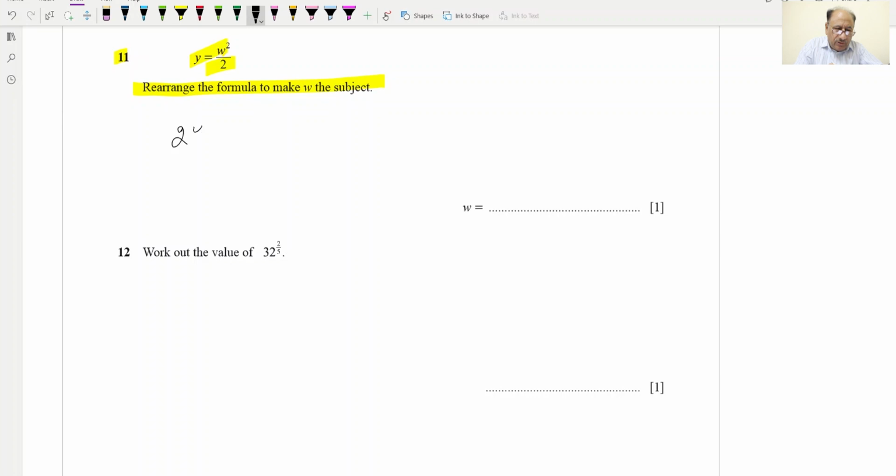So cross multiply: 2y is equal to W squared, or W is equal to the square root of 2y, and this will be our answer. Now question number 12, work out the value of this one.